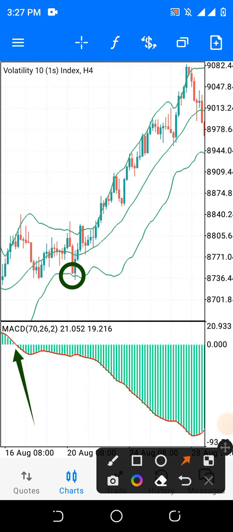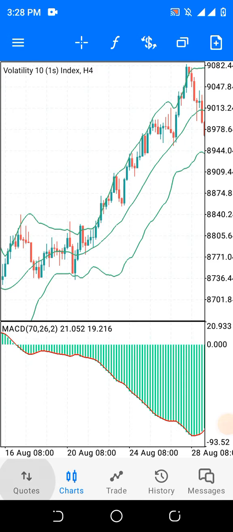You don't need to rush. You don't need to get your emotions involved. Once you see the correction occur, relax. Target your entry where the price or candlesticks touch the lower band. Once you capture that, make your entry, and this is a perfect and huge profit. Now let's proceed.